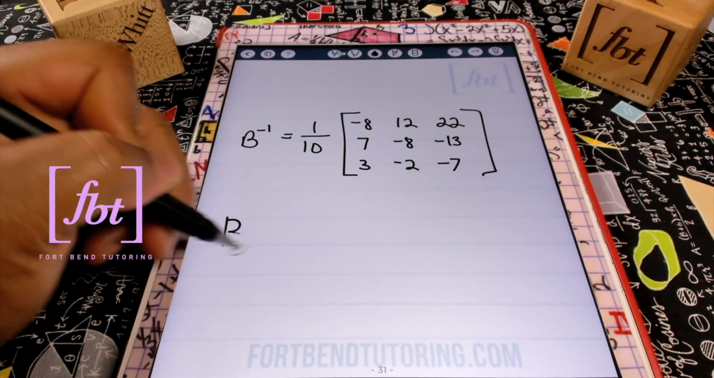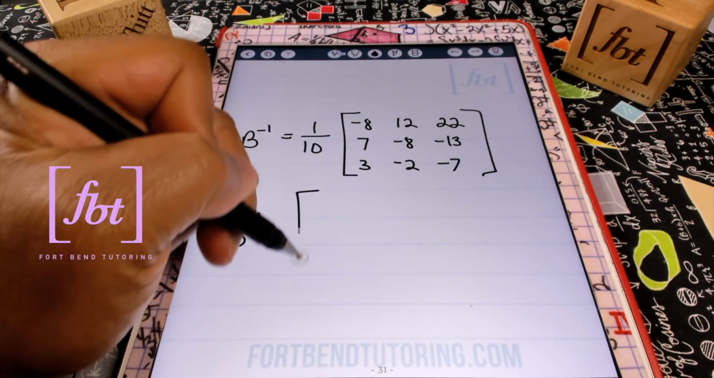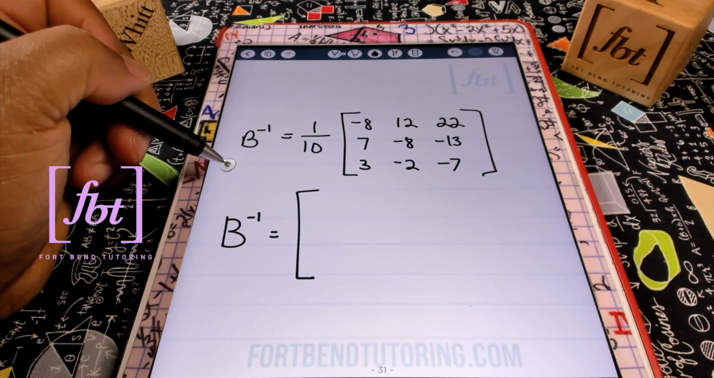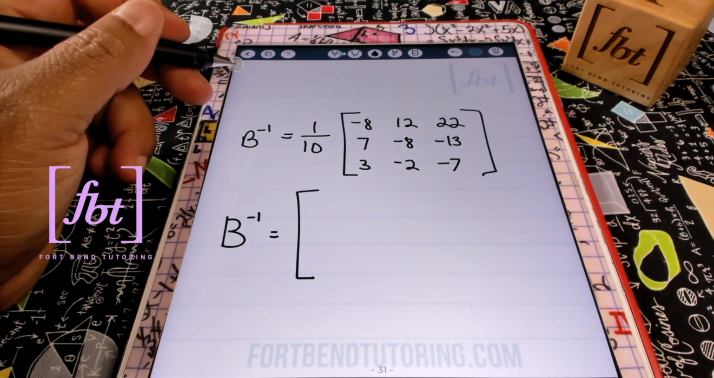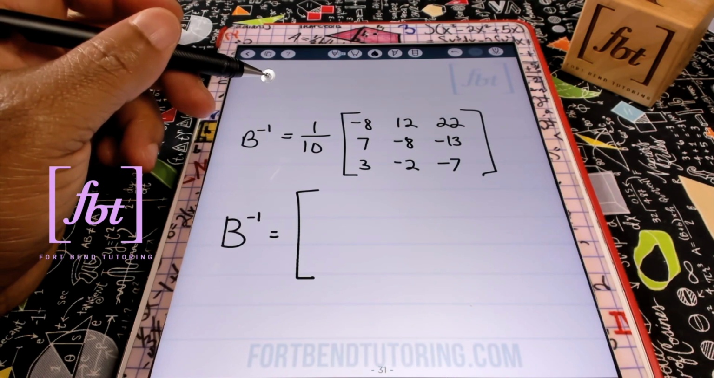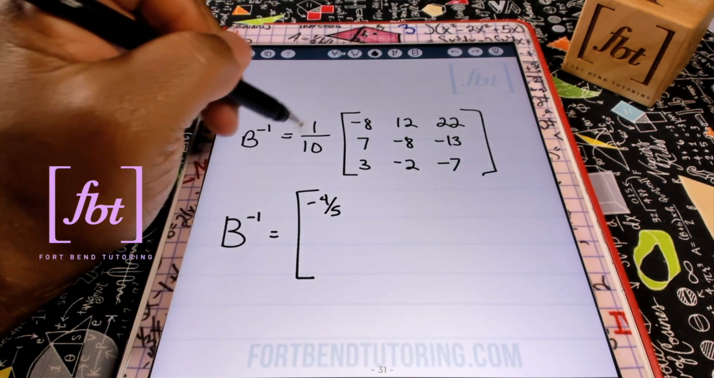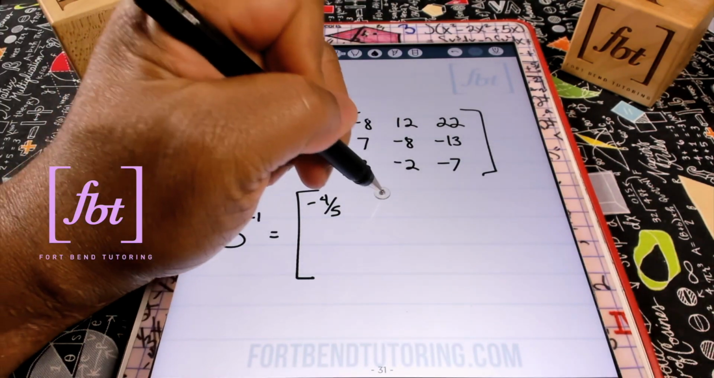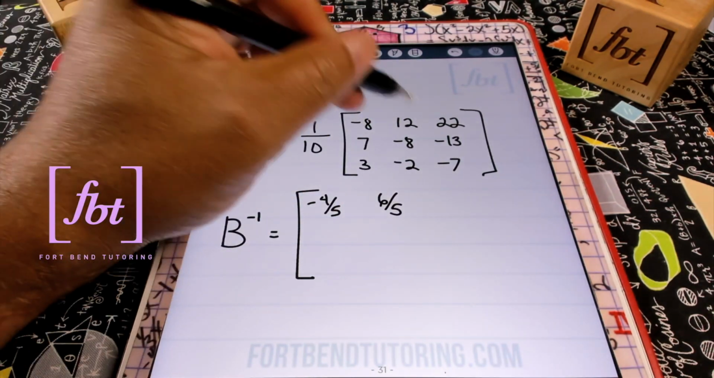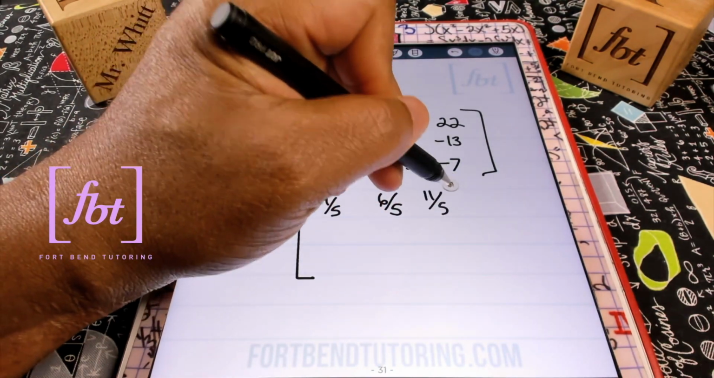Finally, in order to find the inverse of matrix B, all we need to do is multiply each and every element in the matrix by our scalar 1/10. This 1/10 times negative 8 gives you negative 8/10, which reduces to give you negative 4/5. 1/10 times 12 gives you 6/5. 1/10 times 22, that gives you 11/5.